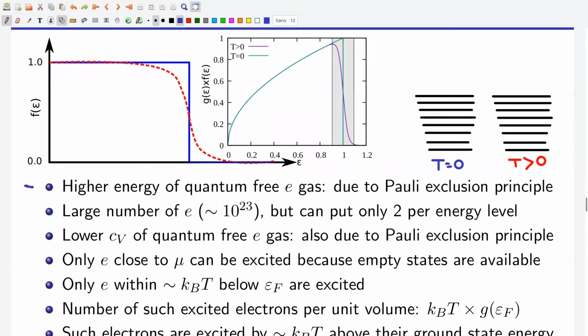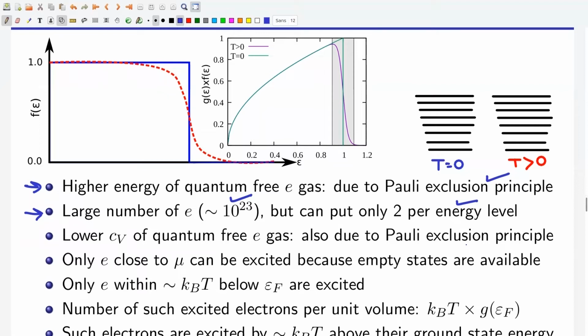What we have discussed previously is that the higher energy of quantum free electron gas is because of the Pauli's exclusion principle. We need to fill a large number of states, which is of the order of 10 power 23, but we can put only 2 electrons per energy level. As a result, the electrons occupy the topmost energy levels. Their energies are very high.